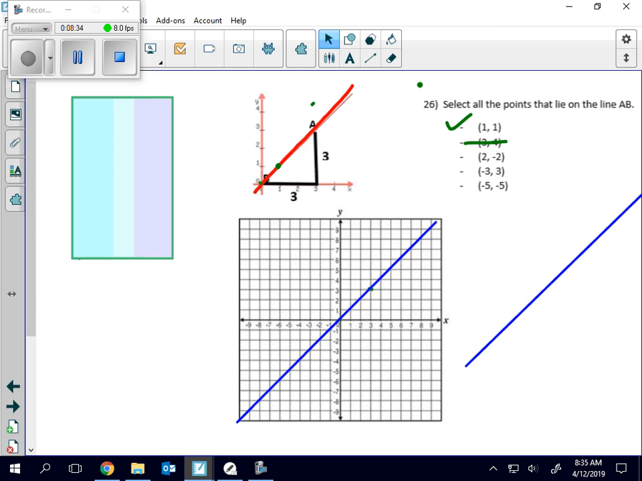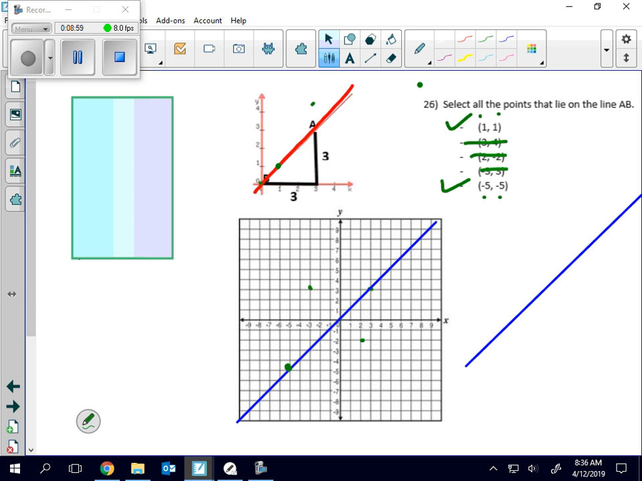Okay, so now I could go see which ones are on the line. How about 2, negative 2? No, clearly that's not on the line. Negative 3, positive 3? No, not on the line. How about negative 5, negative 5? Oh yeah, it's on the line. But did you notice something else? 1 equals 1, negative 5 equals negative 5.